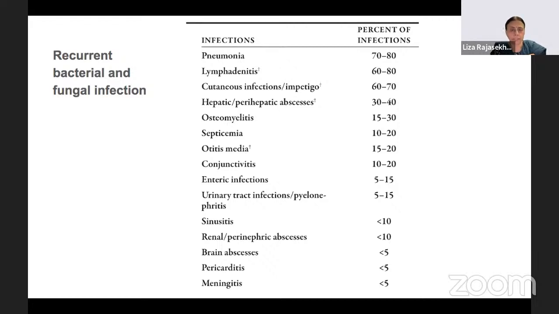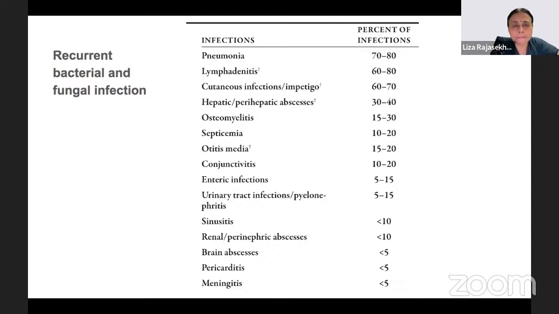Most of these are bacterial pneumonias, but they also can be fungal pneumonias. These patients often present with infections in the skin, which can be deep infections. They can also present with abscesses, which can be visceral abscesses, like in the liver or in the kidney. And they can have infections in the bones.